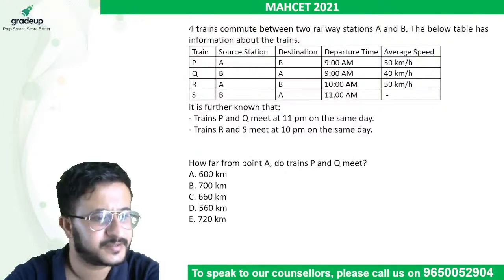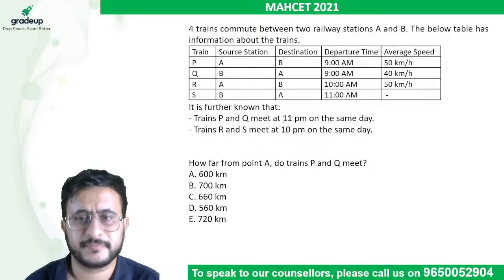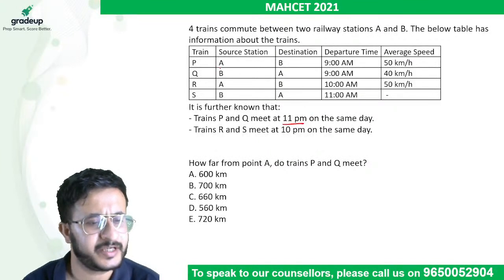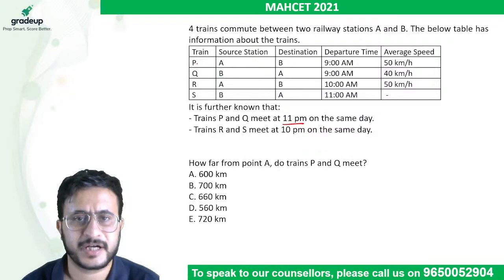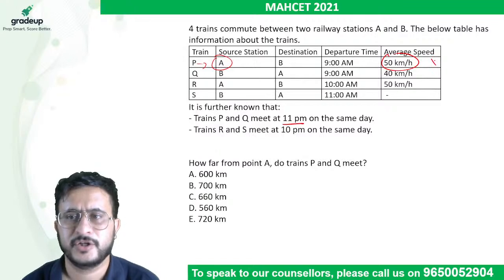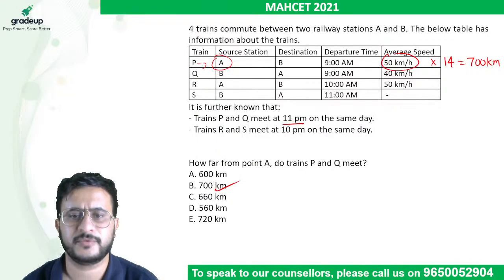Okay, so let us see this. They are meeting at 11 p.m. Right? So who is starting from A? P is starting from A, and it is going at a rate of 50 kilometer per hour. So in 14 hours, it will have covered 700 kilometer. So it is 700 kilometer from A.